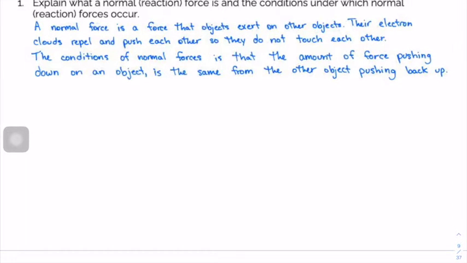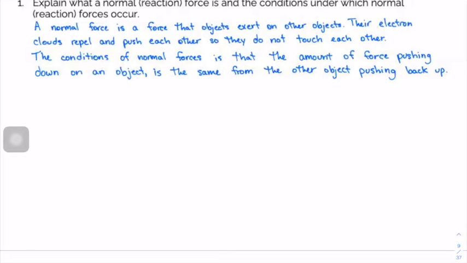A normal force is a force that objects exert on other objects. Their electron clouds repel and push each other so they do not touch each other. The conditions of normal forces is that the amount of force pushing down on an object is the same as the other object pushing back up.